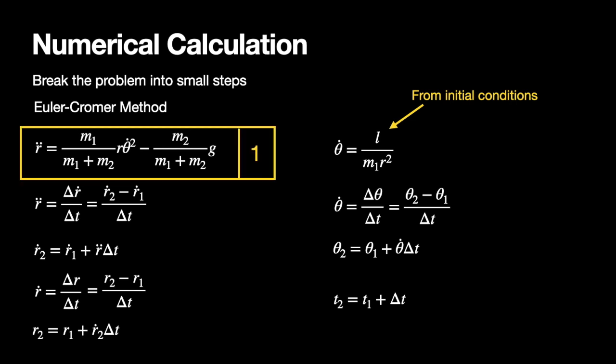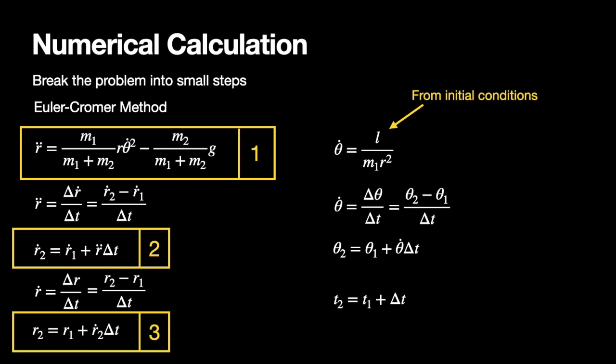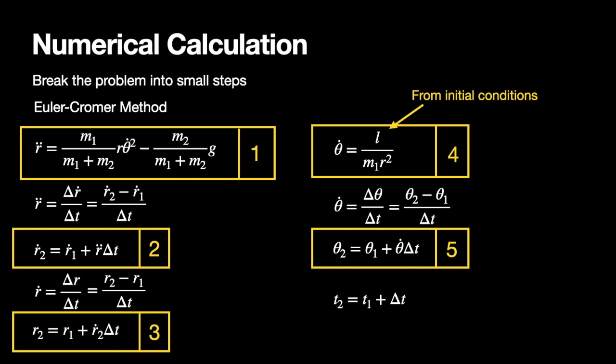So first is to calculate the R double dot. I get that from an equation from the Lagrangian. Next is to use that R double dot to update the velocity, the R velocity. Next, I update the R position based on that R velocity. Next, I go to the angular velocity, which I calculate based on the Lagrangian. Then I update the angular position. Then I update time. Okay, so this is our recipe for the numerical calculation. And I need to code that.